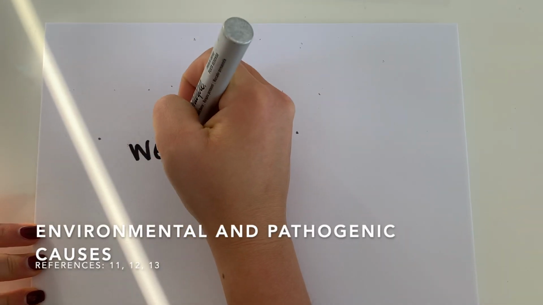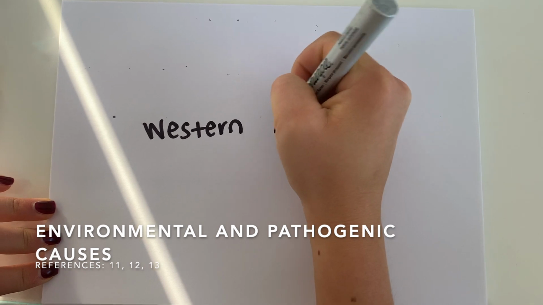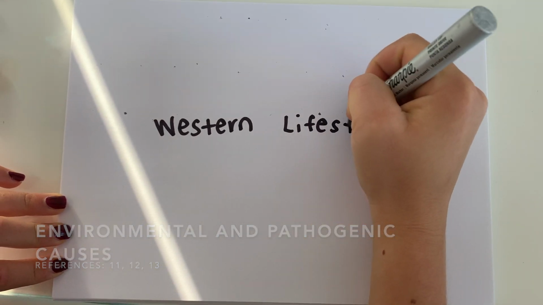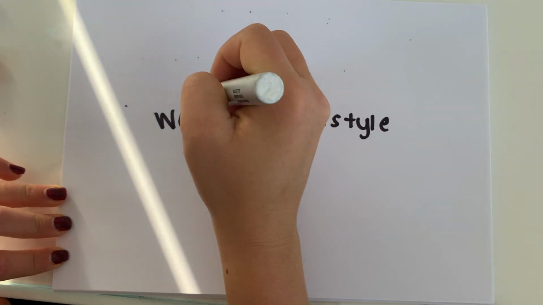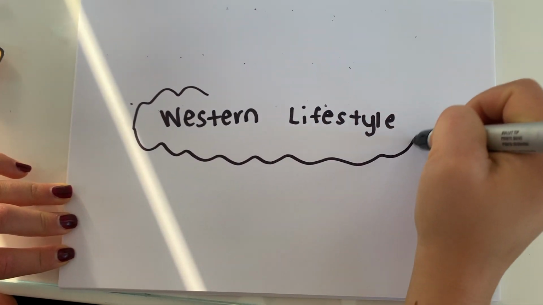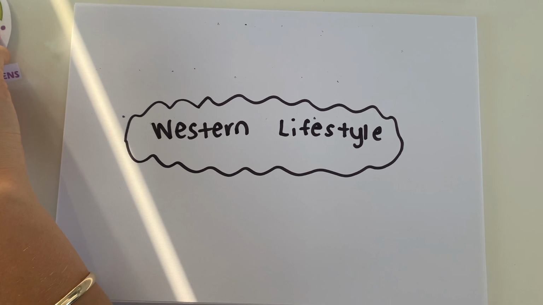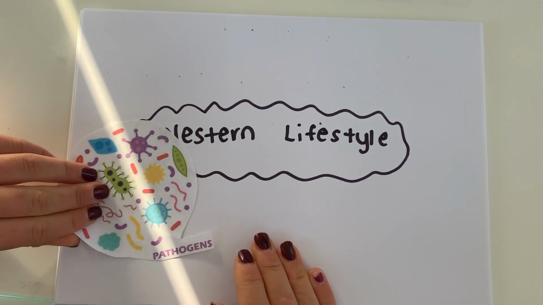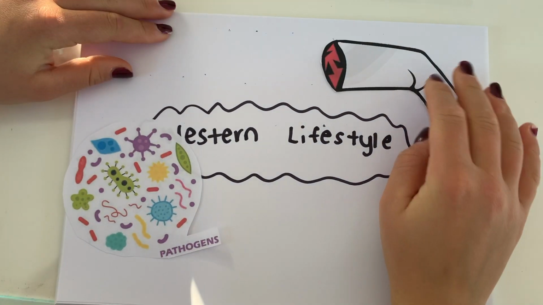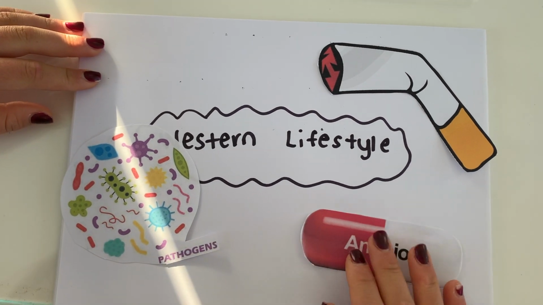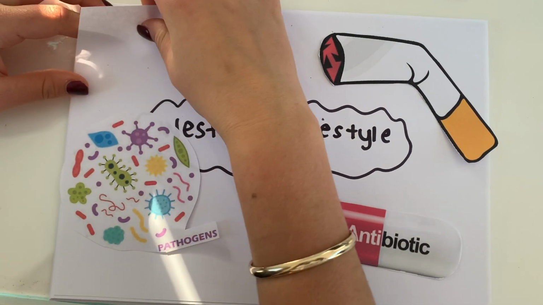Environmental and pathogenic causes. Ulcerative colitis is more common in Western countries such as Australia, Western Europe, and America, suggesting a Western lifestyle may have a role in the development of this disease, potentially due to the lack of exposure to pathogens during childhood, as well as the use of cigarettes, antibiotics, and non-steroidal anti-inflammatories, which may contribute to the damage of epithelia, resulting in a loss of immune tolerance to intestinal antigens.